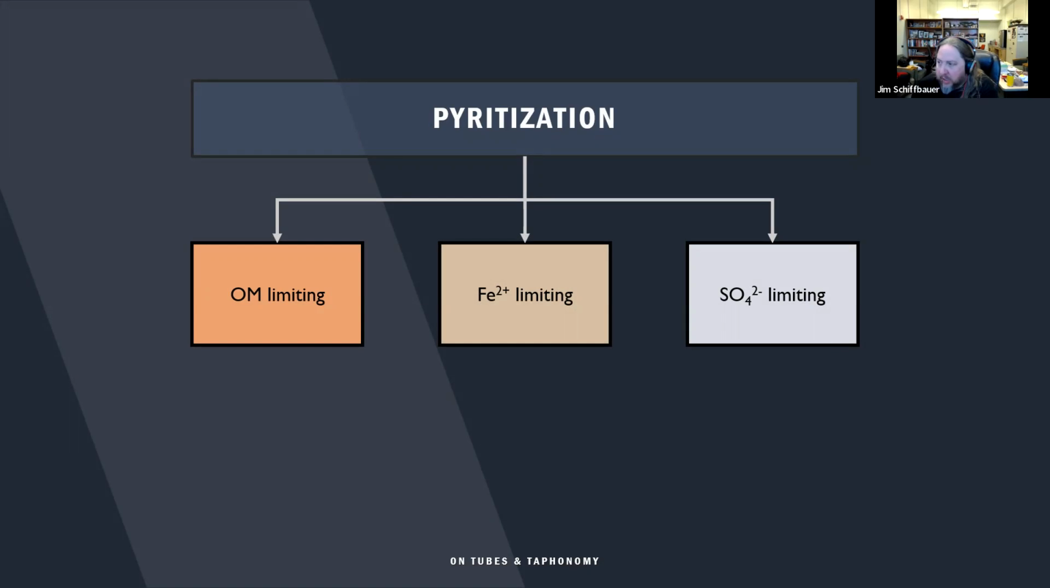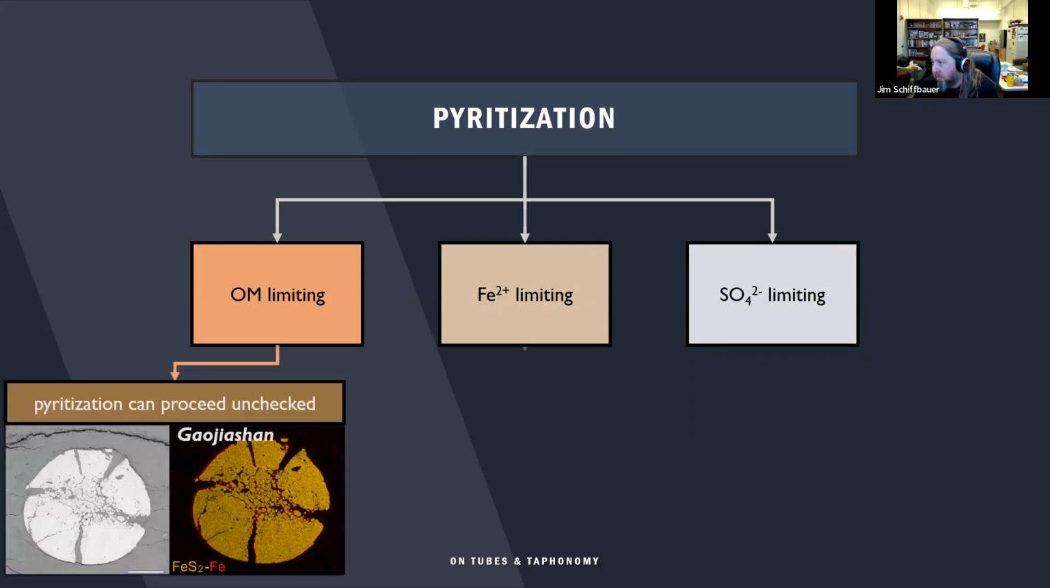And pyritization can be limited by three different things. It can be limited by organic matter, if this is driven by bacterial sulfate reducers. It can be limited by iron, of course. If you don't have reduced iron in the setting, you're not going to make pyrite. So you need to be in an anoxic setting to begin with. And it can be sulfate limited. Again, if it's driven by bacterial sulfate reducers, you need sulfate to fuel that BSR process. And thinking about how the taphonomic expressions would follow depending on which part of this sequence is limited, we can have a few different outcomes.